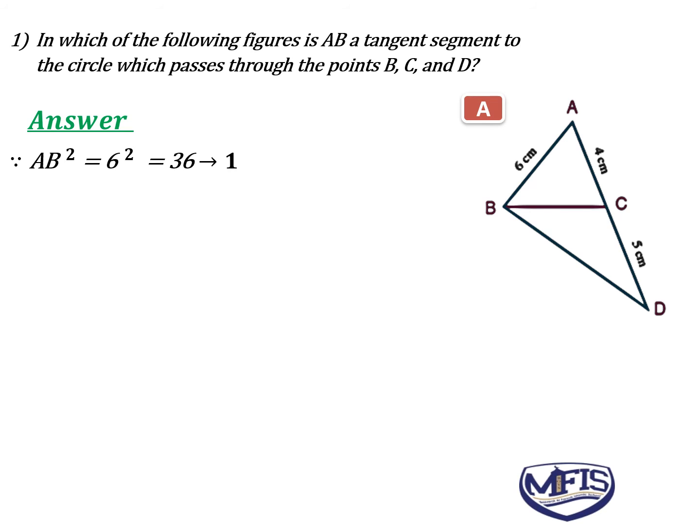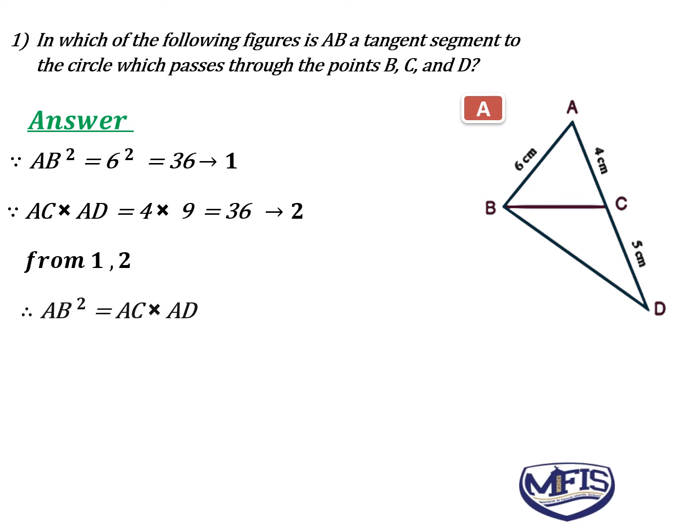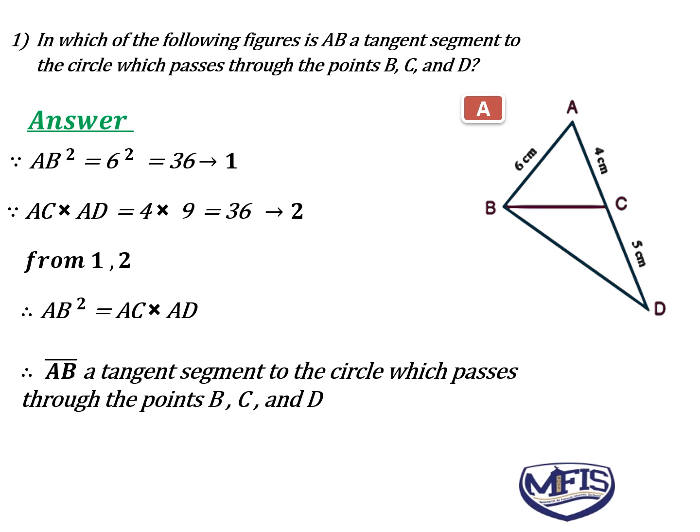Then I will find AC times AD. AC equals 4 centimeter. AD equals 4 plus 5, 9 centimeter. So AC times AD, 4 times 9, equals 36. And this is number 2. From 1 and 2, we find AB square equals AC times AD. Then AB is a tangent segment to the circle which passes through the points B, C, and D.